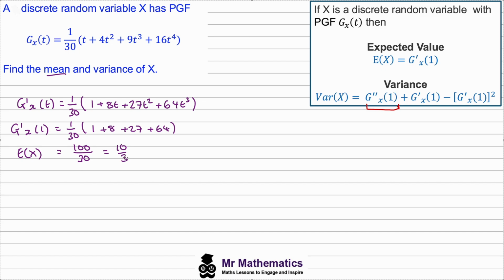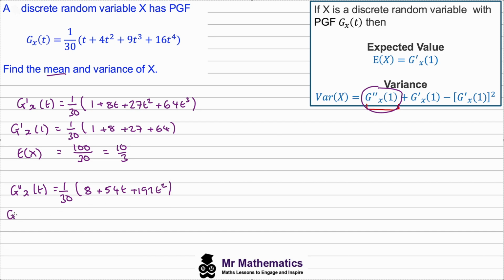And then to work out the variance, we need to work out the second derivative to find this term here. So the second derivative, in terms of t, we need to differentiate again with respect to t. So we get 1/30th. The constant 1 will go. The 8t will just become 8. The 27t squared becomes 54t. And then the 64t cubed will become 192t squared.